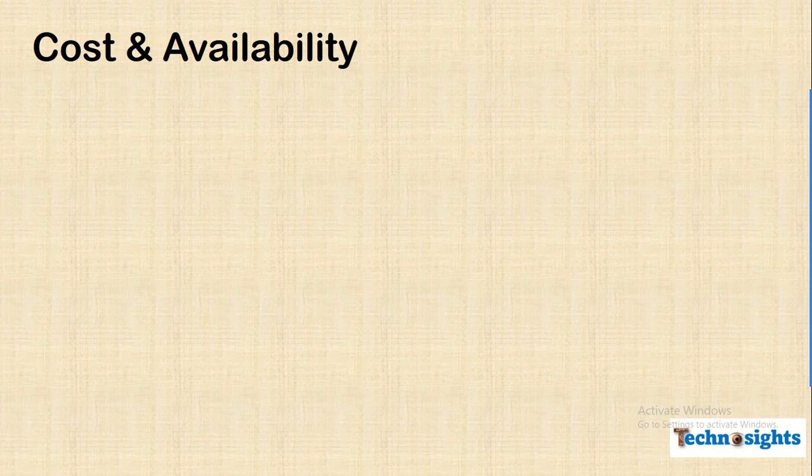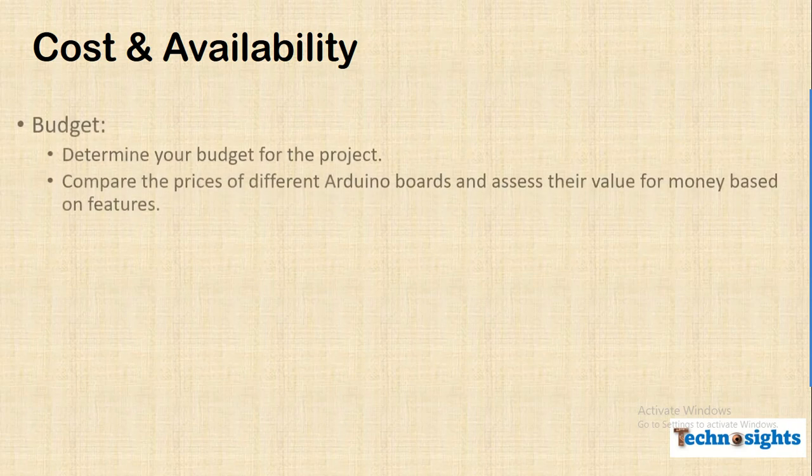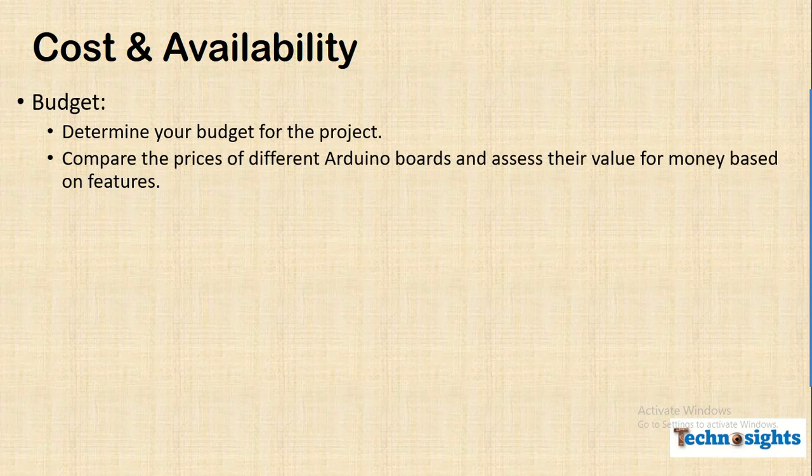Next factor that we are going to review is cost and availability. While functionality and features are important, cost and availability are practical considerations. So let us discuss them briefly. Whenever we talk about cost and availability, the first thing we need to see is the budget. Determine your budget for the project, then compare the prices of different Arduino boards and assess their value for money based on their features.